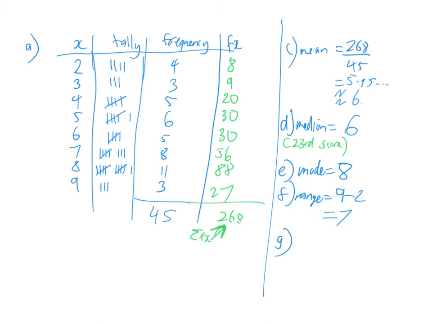Okay, now part G. Are there any outliers and is there any clustering? Remember, an outlier is a score which is very different to the rest. Since these scores are all pretty close to each other, I mean 2, 3, there's no huge gaps in here, so there are no outliers. So no outliers.